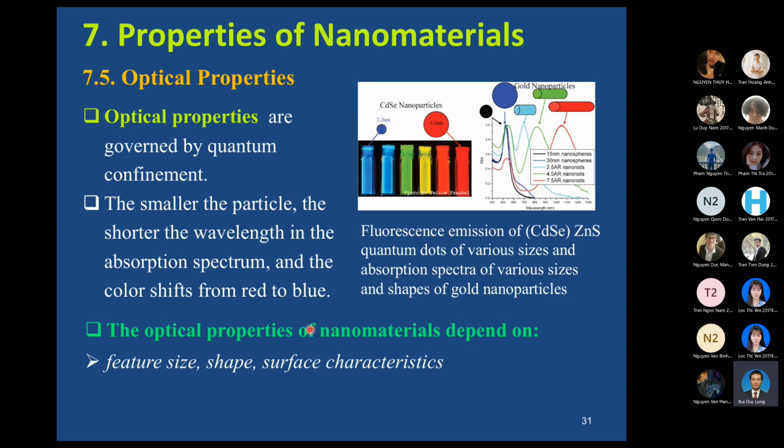So the optical property of nanomaterial depends on the features of size, shape, and surface characteristics. So remember this. When you are asked what factors affect the optical property of nanomaterials, you have to know these factors. This can be a multiple-choice question.